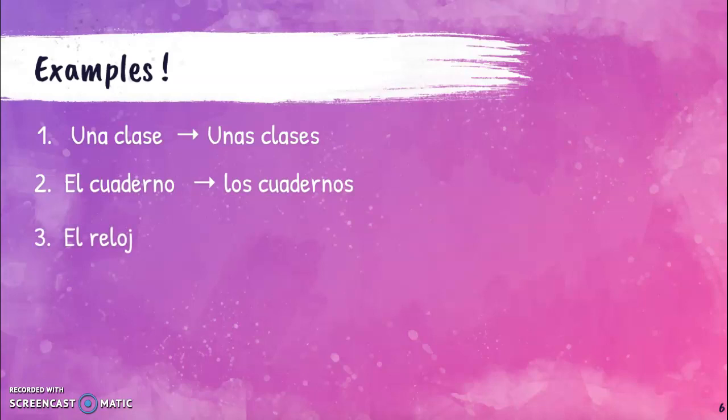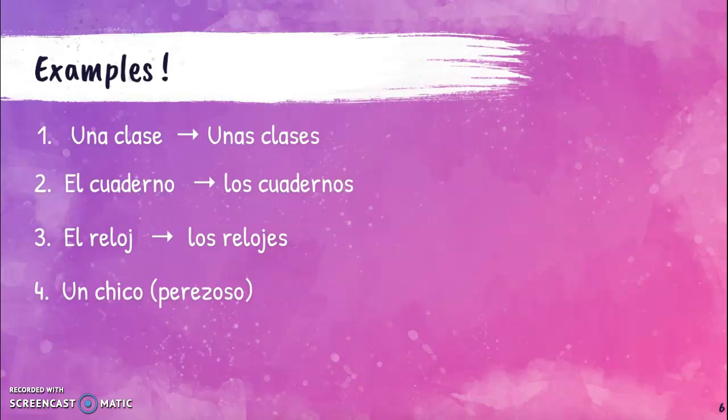Number 3, we have el reloj. So el again changes to los, and reloj ends in a J, which is a consonant, so we're going to add ES to the end. So los relojes.